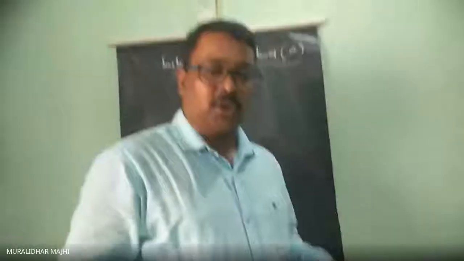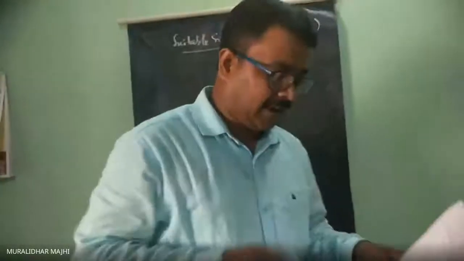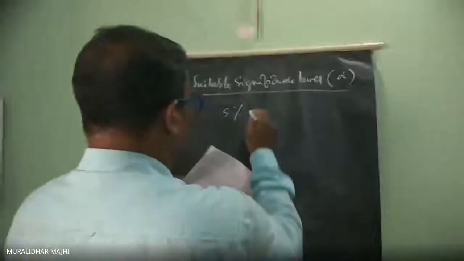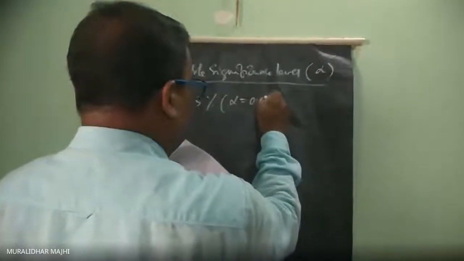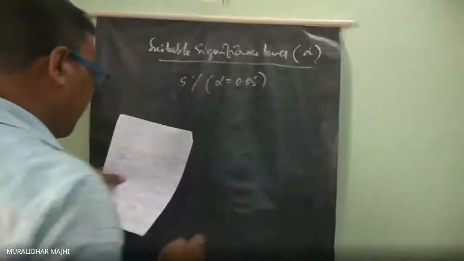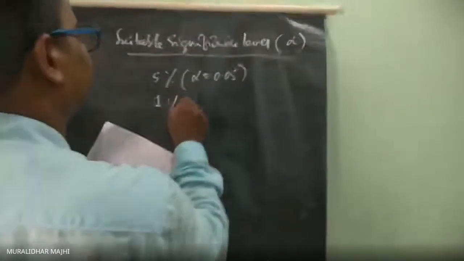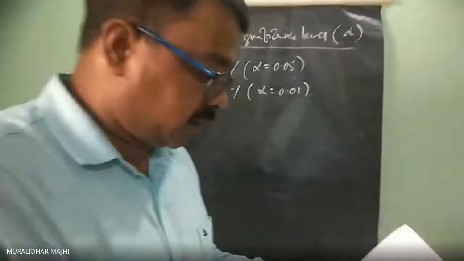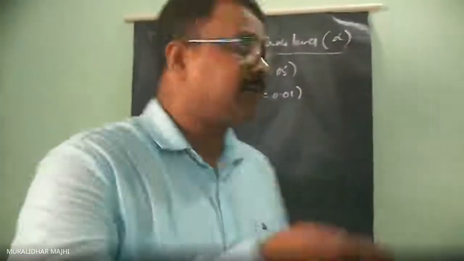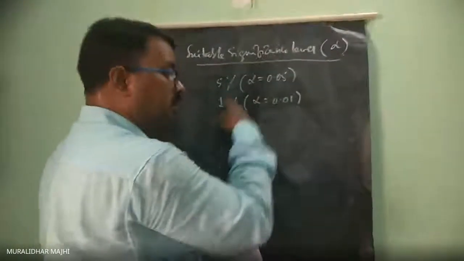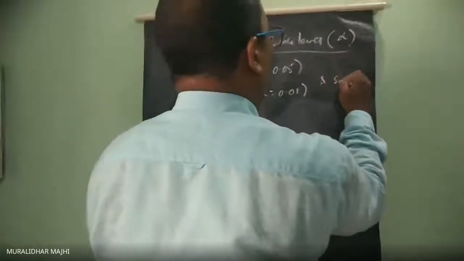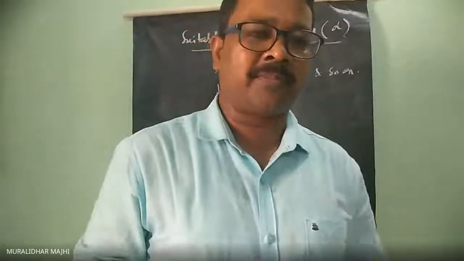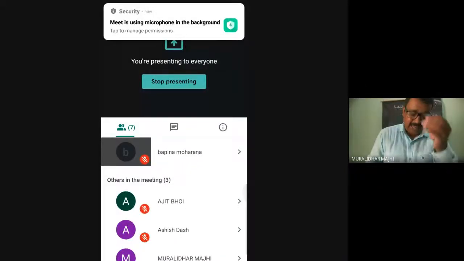Usually, the customary significance levels are 5%. I can write down alpha is equal to 0.05, 5% means this, and 1%, alpha is equal to 0.01. The customary significance levels are 5%, 1%, 10%, and so on. What is the meaning of this? You listen to me, dear students.